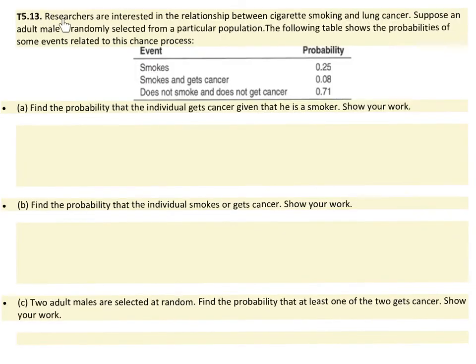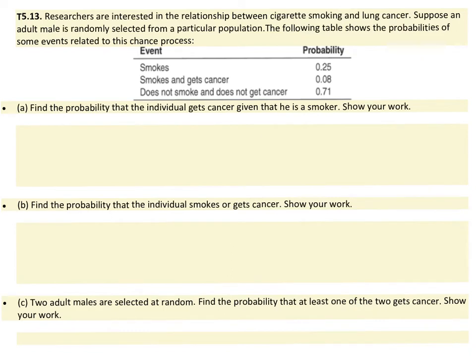Number 13, researchers are interested in the relationship between cigarette smoke and lung cancer. Suppose an adult male is randomly selected from a particular population. The following table shows the probabilities of some events related to this chance process. So we have the chance he smokes, smokes and gets cancer, doesn't smoke and does not get cancer. Part A, find the probability that the individual gets cancer given he is a smoker.